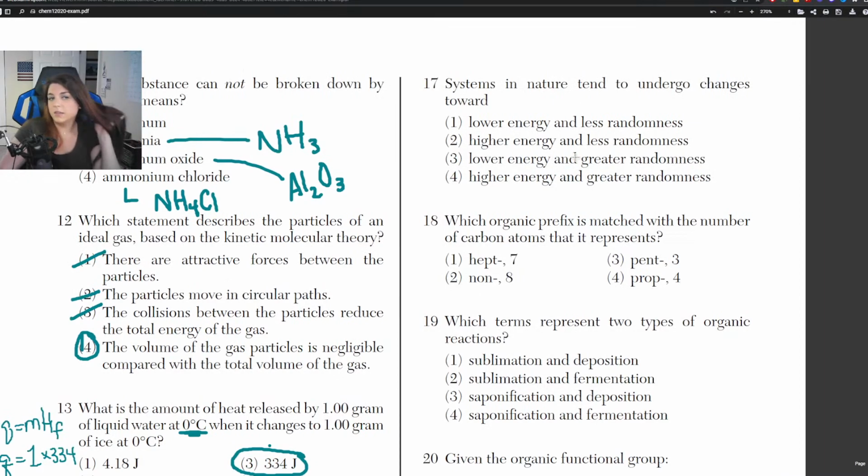17, I think this question has come up on every single test that we've done, just the phrasing is a tiny bit different. Systems in nature tend to undergo changes that will result in low energy and high entropy. So to answer this one, it would be low energy and greater randomness. They just changed the word so that they could reuse the same question every year.